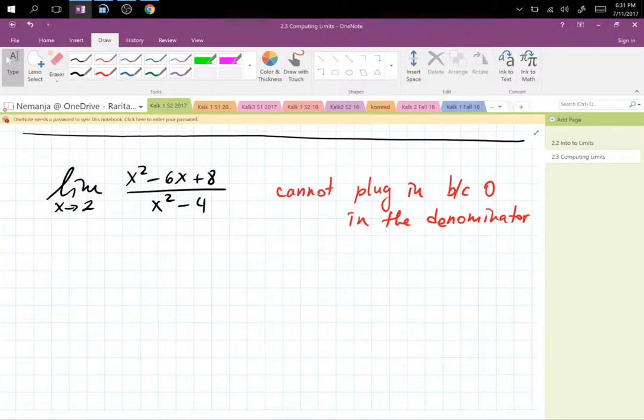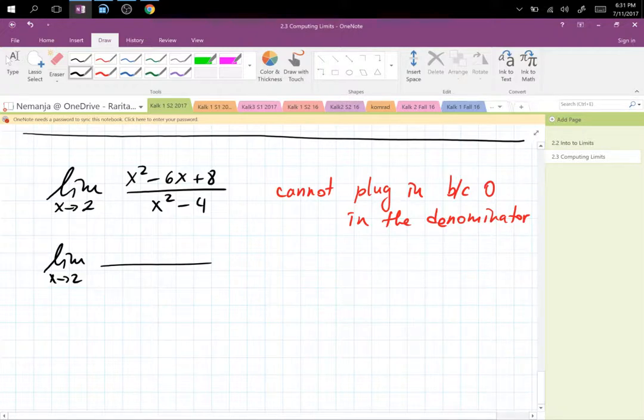We could use a table, but that's going to be a lot of computing. Which is the table? Factoring, very good. Look at these guys. This could probably be factored. So let's see what the factors are. The top is negative 4, negative 2. Okay, so x minus 4, x minus 2.